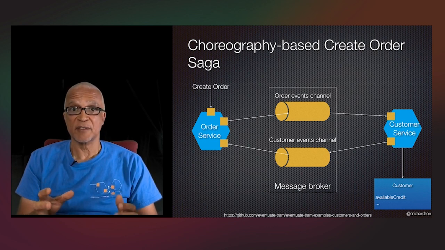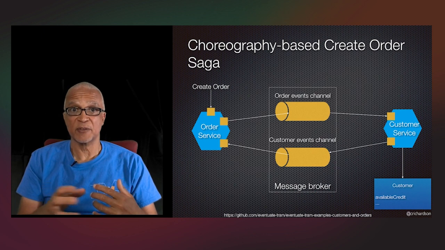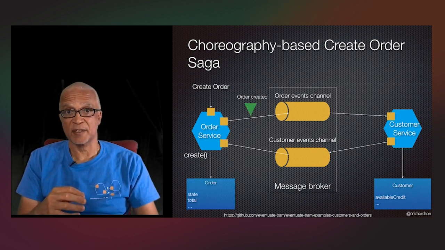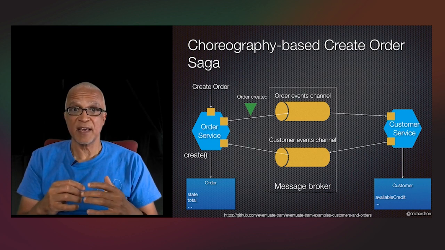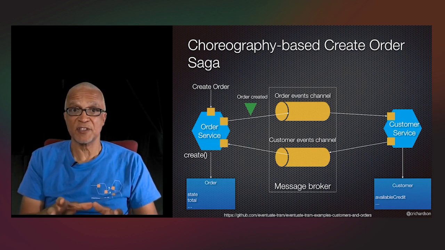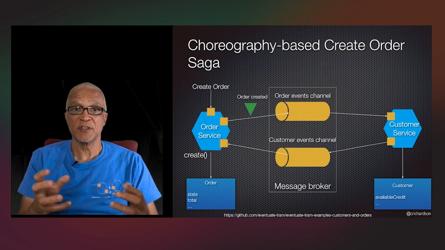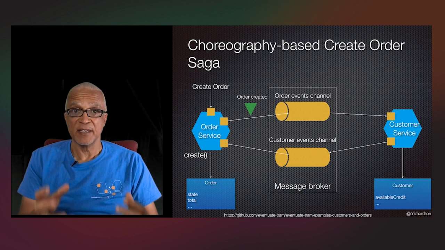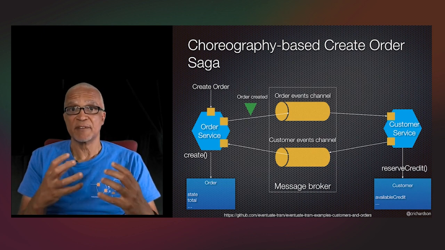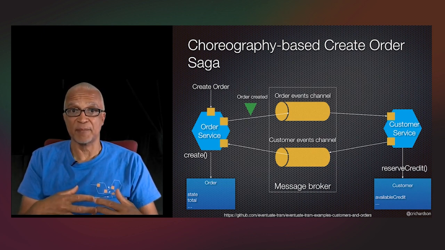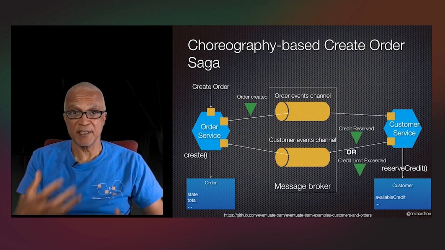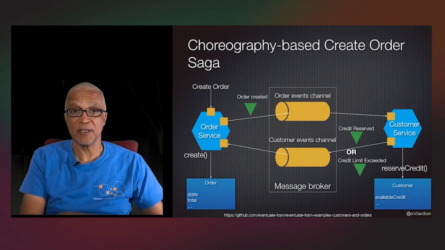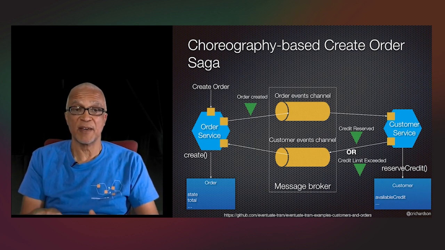When the order service receives a request to create an order, it creates the order and publishes an order created event. It sends that event to an order events channel, which is a publish subscribe channel. One of the consumers of that channel is the customer service. It receives the order created event and attempts to reserve credit. It then publishes an event indicating the outcome to the customer events channel.